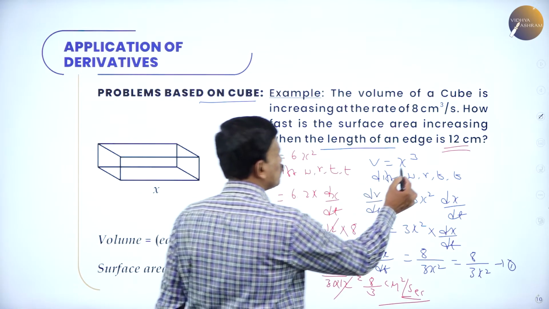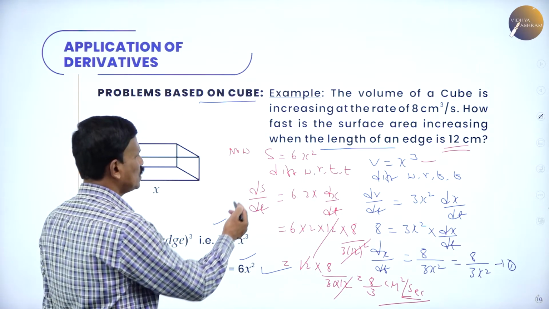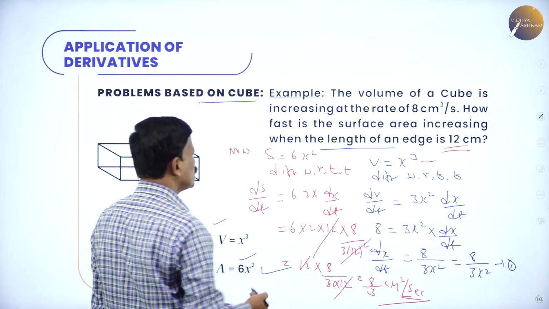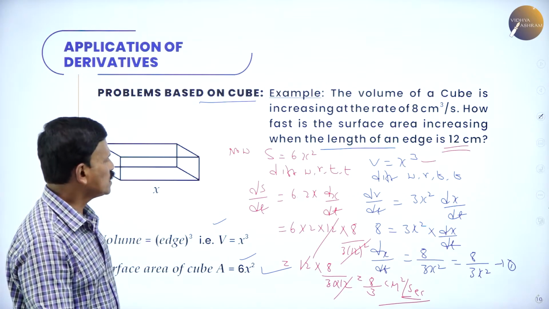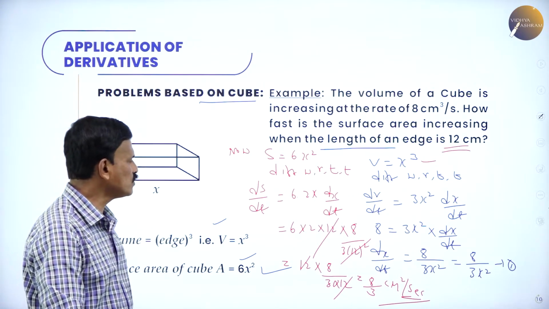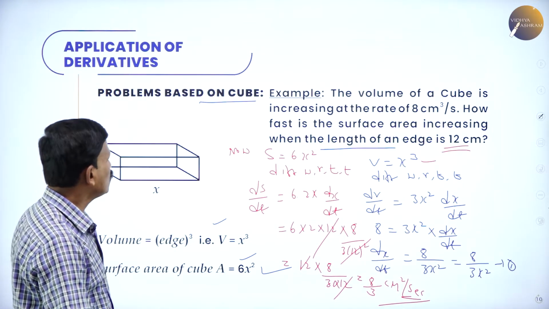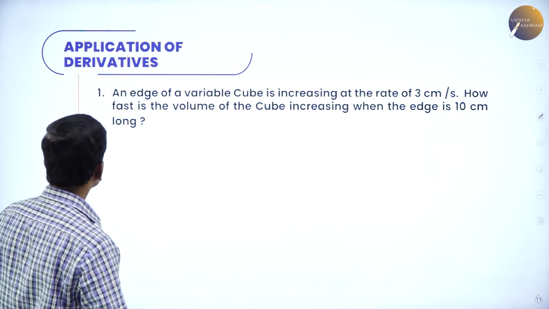So first use volume x cube and find out the value of dx by dt, and use surface area equal to 6x square, differentiate and substitute the value of dx by dt and the value of x. You will get dS by dt is equal to 8 by 3 centimeter square per second, which is the required answer. Now let us come to the next problem. Now what is the next problem?